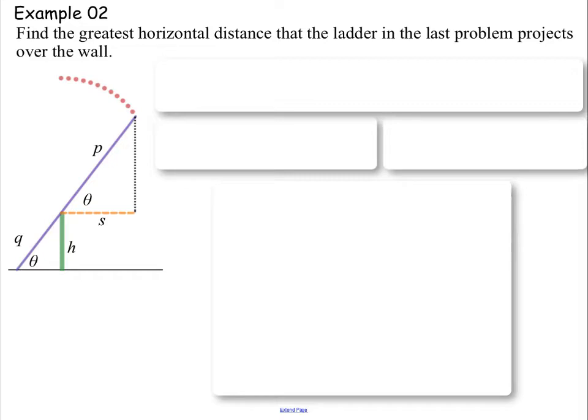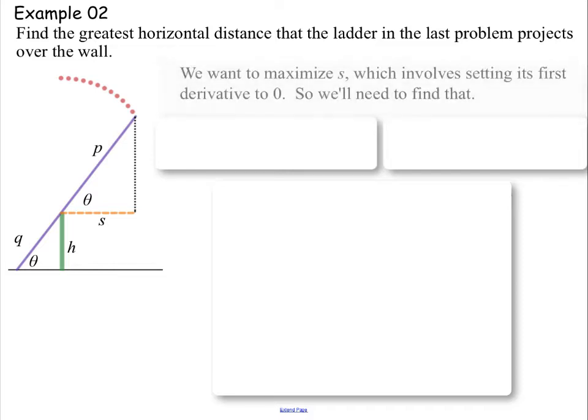Here, L, H, and theta have the same meaning as before. The overhang distance is S, while P is the length of the part of the ladder over the wall, and Q is the length of the part below the wall. Our goal is to find the maximum of S. We'll do that by finding an expression for S as a function of theta and setting that derivative to 0.